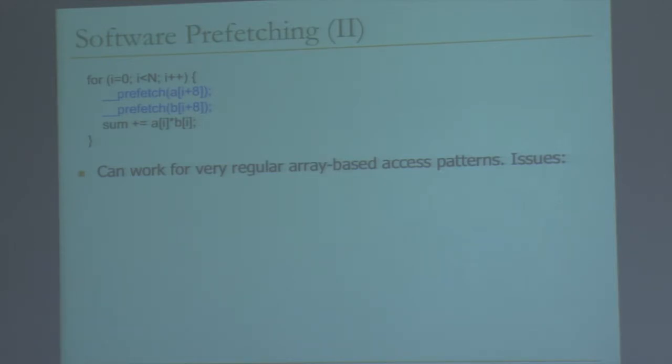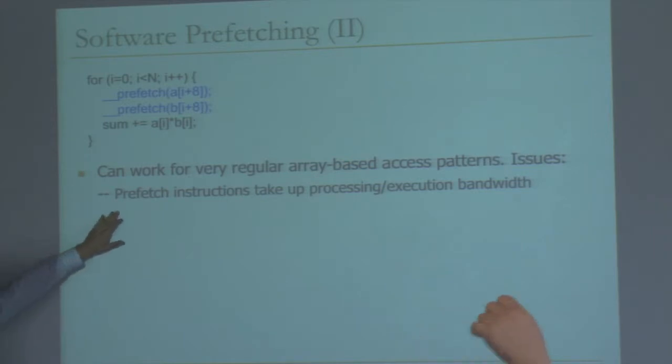And miss status handling registers help that, because now you can have multiple requests that are outstanding. So in this case, you're prefetching 8 iterations ahead. And one of the issues is, well, I guess there are several issues. Let's start with one of them. If you have prefetch instructions, now they're taking up processing and execution bandwidth, right? They need to be executed. And your code size has increased.